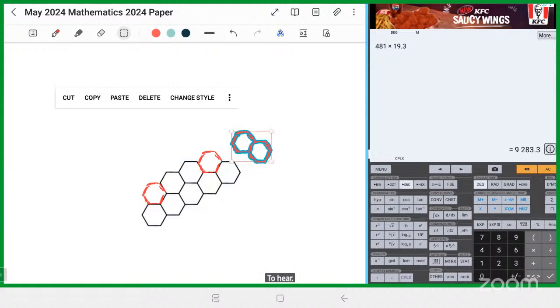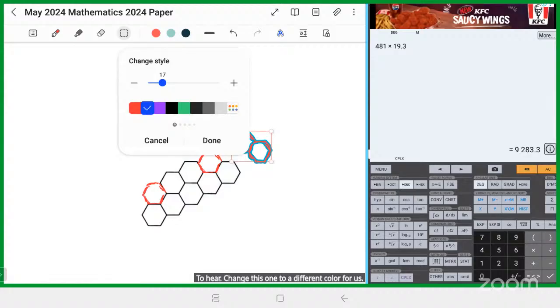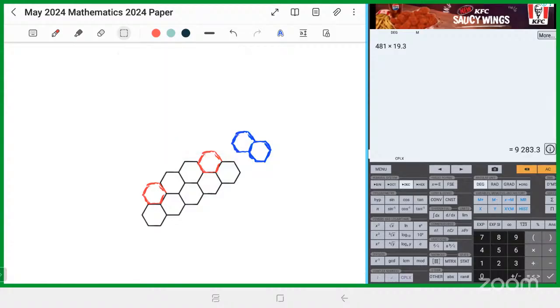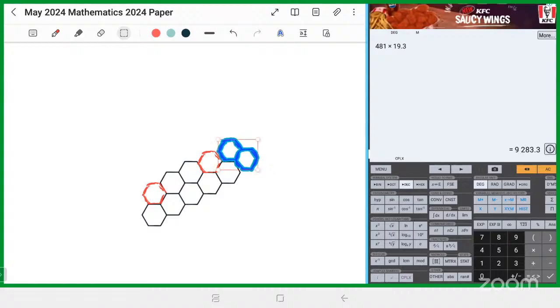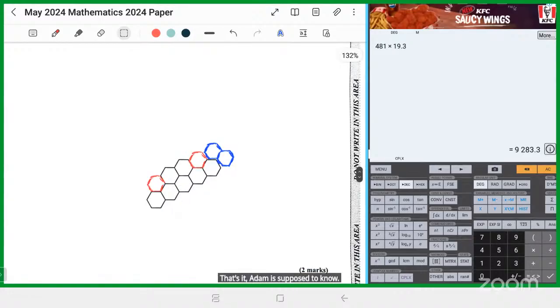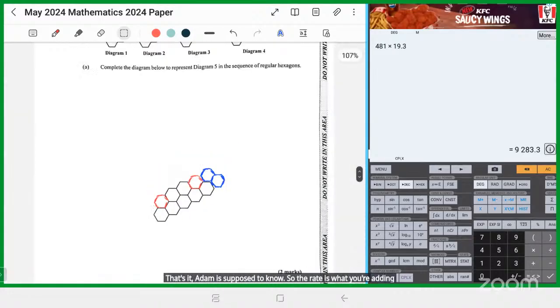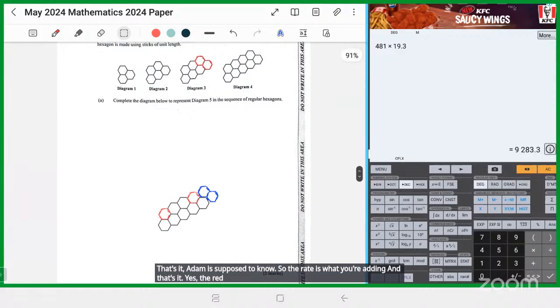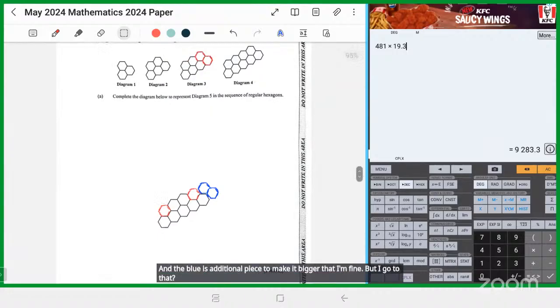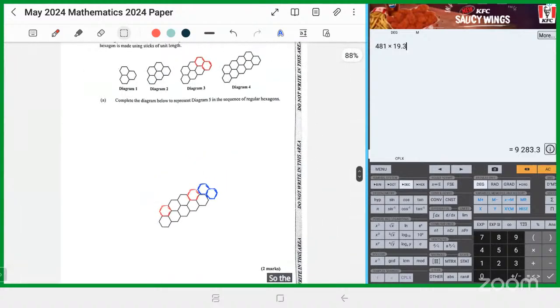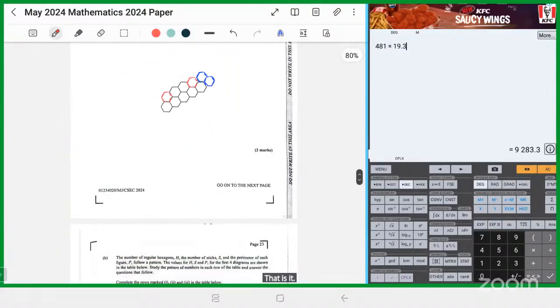Let me change this one to a different color first. That's where the diagram is supposed to look. So the red is what you're adding, and the blue is the additional piece to make it figure diagram 5. All right, good. So the red was missing, right? It's like they took out the red pieces, and they have to make diagram 5 with the blue. So that is it. All right, next question.